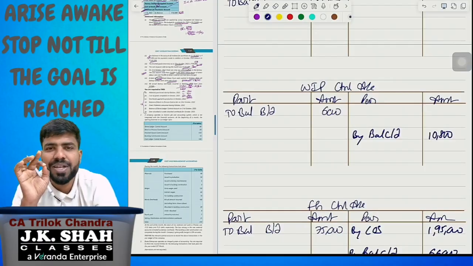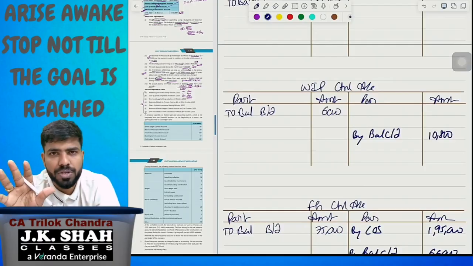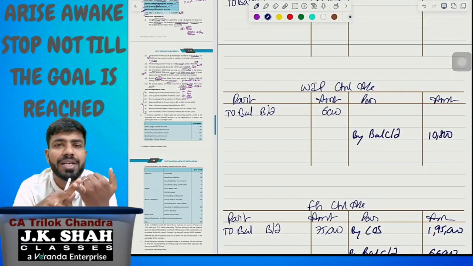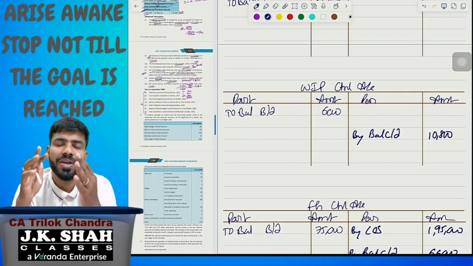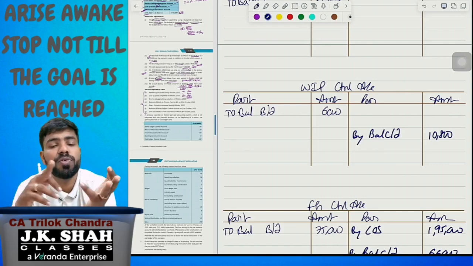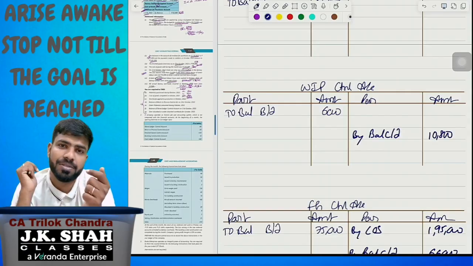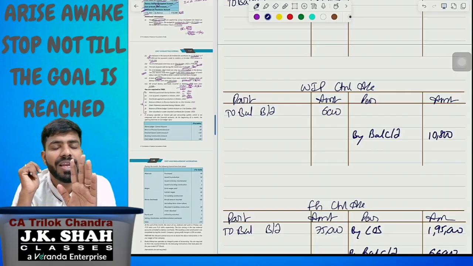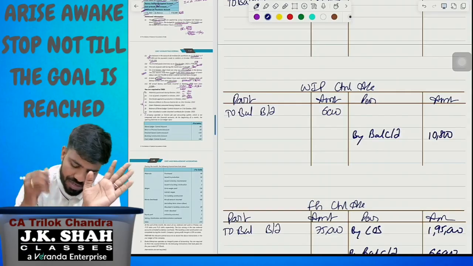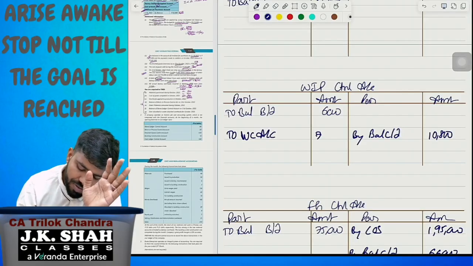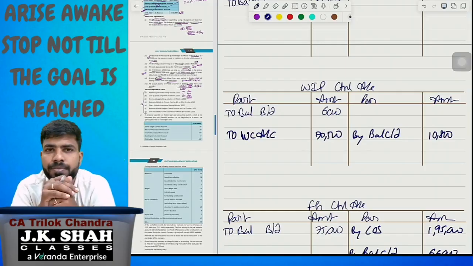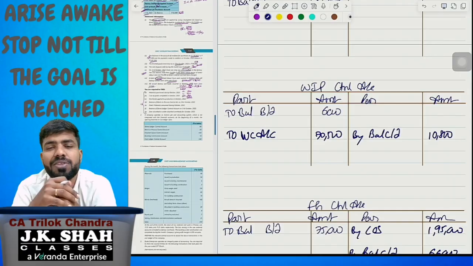Please understand, work in progress is just like a process account. In work in progress, we need to have the raw material consumption, wages incurred, and overhead absorption, because work in progress represents the factory. In the factory, we are going to incur material, labor, and overheads. Here, first they gave the labor cost 70,500. I'll be writing to wages control account 70,500. Are you understanding? Direct wages is 70,500.